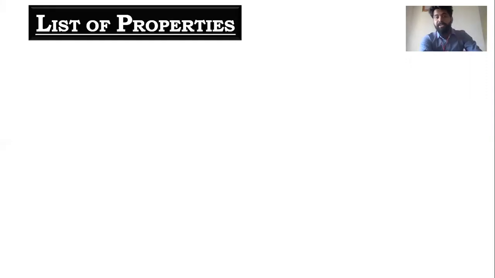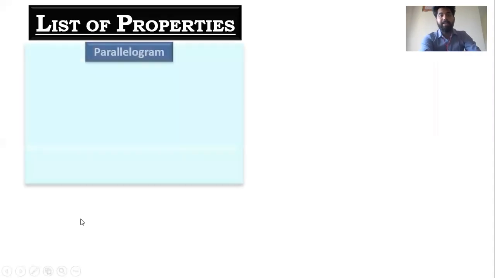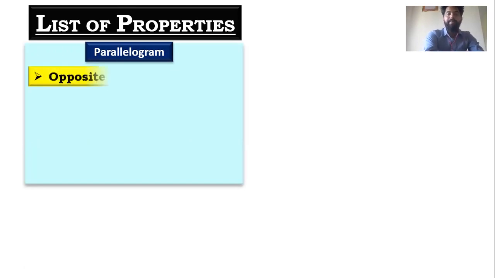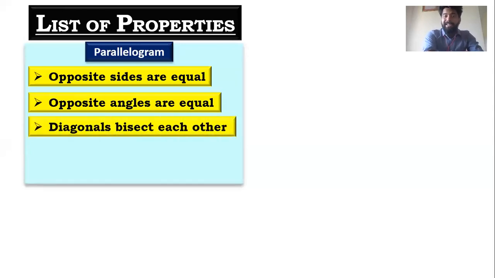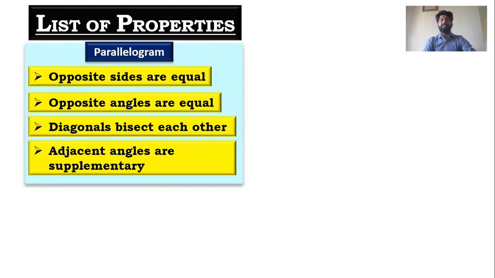Correct. So who am I questions में भी सब लोग ने सही आंसर किए हैं. So list of properties. First member of the parallelogram family: parallelogram. Opposite sides are equal. Opposite angles are equal. Diagonals bisect each other. Adjacent angles are supplementary. यहाँ पे you can write opposite sides are parallel and equal. That would be better.